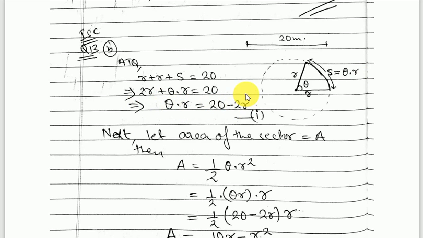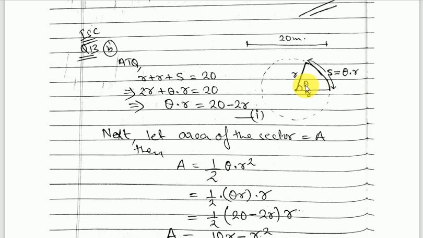But here we are talking about the maximum area of this sector, so I have to write the expression for the area in terms of a single variable. Next, let the area of the sector be A, and we know that in class 11 we have done that the area of a sector is given by half into theta into r square, where theta is in radian.